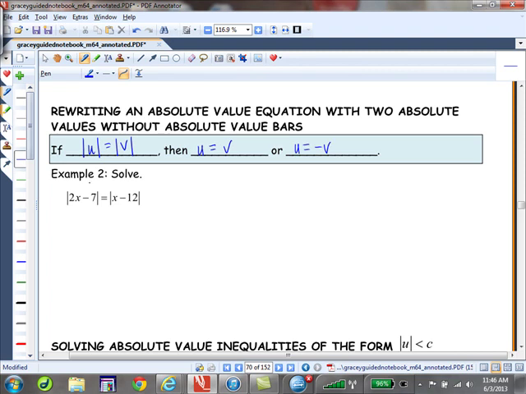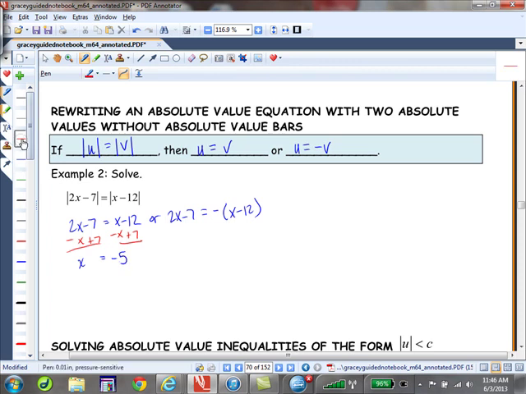So here we go. This one, using the definition, if u is 2x minus 7 and v is x minus 12, we would say 2x minus 7 is equal to x minus 12, or 2x minus 7 is equal to the opposite, or the negative of, x minus 12. And you got to put parentheses around it. So solving, if we were to subtract an x from both sides and add 7 to both sides, we would get 1x is equal to negative 5.